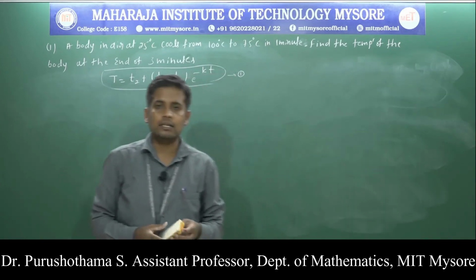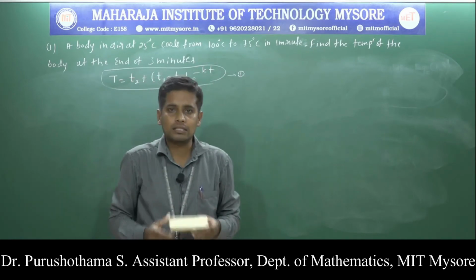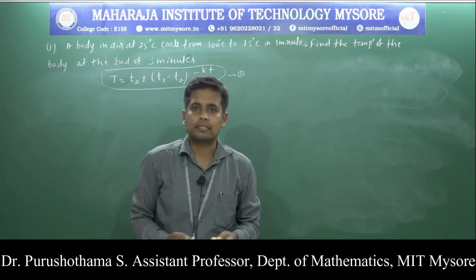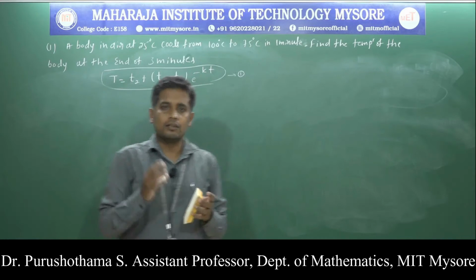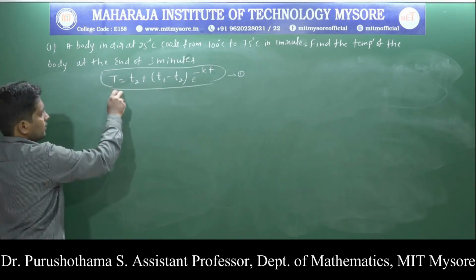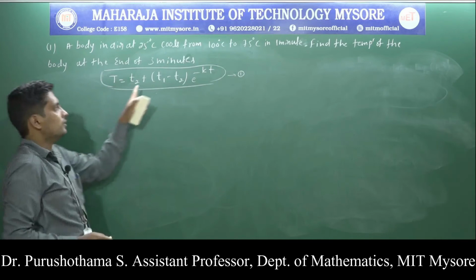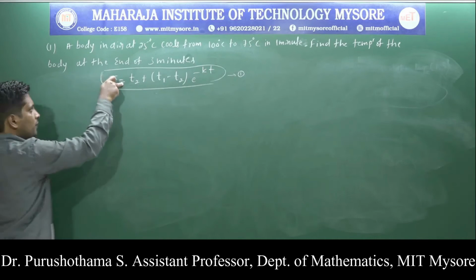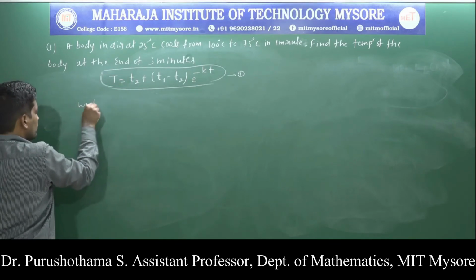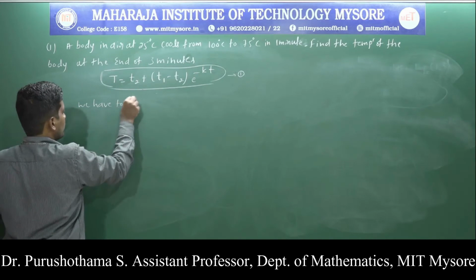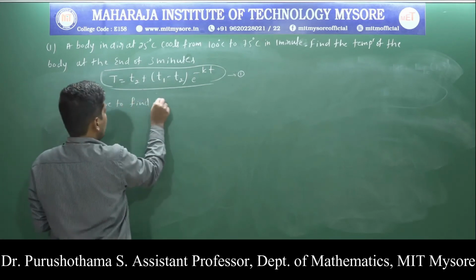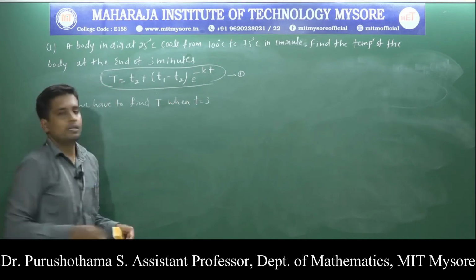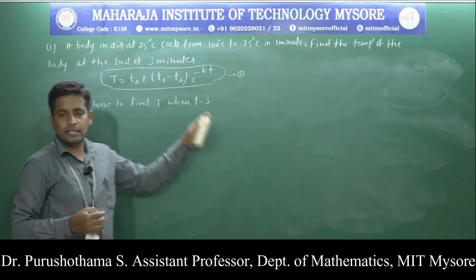In the continuation, after finding the proportionality constant K value, using K and the remaining data, find the temperature at the end of 3 minutes. Therefore, using the temperature function formula again, capital T equals T2 plus (T1 minus T2) into e power minus Kt. In this expression, we have to find capital T when t equals 3 minutes.